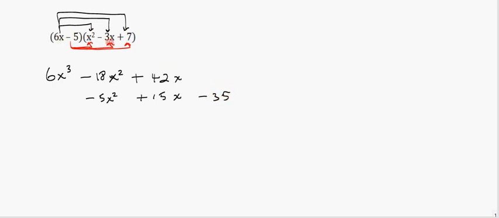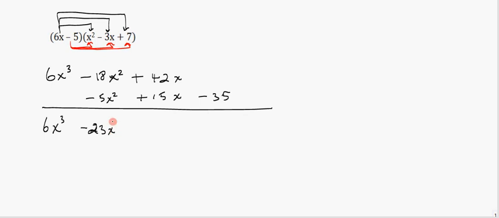So I've taken care of all the multiplications. The 6x was distributed through, gave me this. Negative 5 was distributed through, it gave me this. Now I'm just going to add together my like terms, or combine the like terms. 6x cubed doesn't have anybody to go with him, so we're just going to bring it down. These are both negative, right? Negative 18 minus 5 is negative 23.